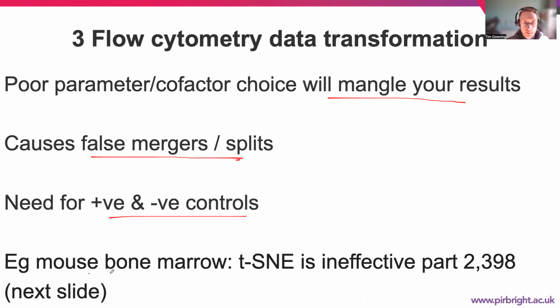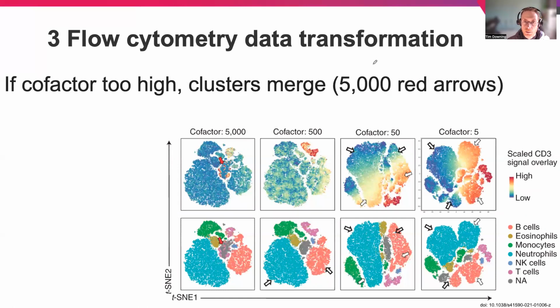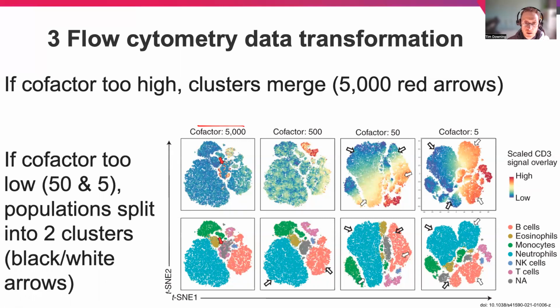We could also look at the same data with t-SNE, t-distributed stochastic neighbor embedding, and how that's really ineffective here because it mixes the clusters together in an unreliable fashion. So if we use the same high cofactor here of 5,000, what we see for the two t-SNE dimensions is that we have certain regions here where we have populations clustered together that aren't necessarily present at lower cofactors.